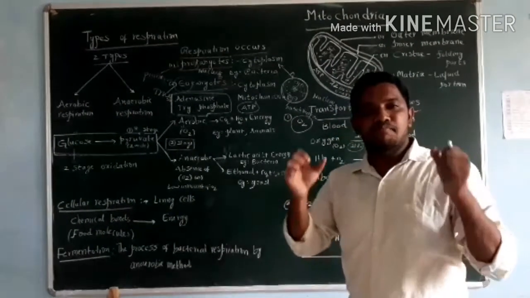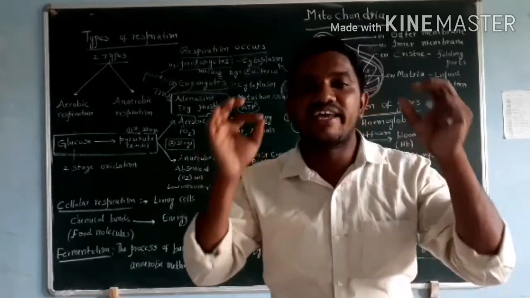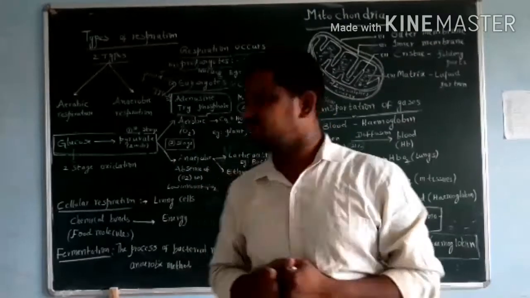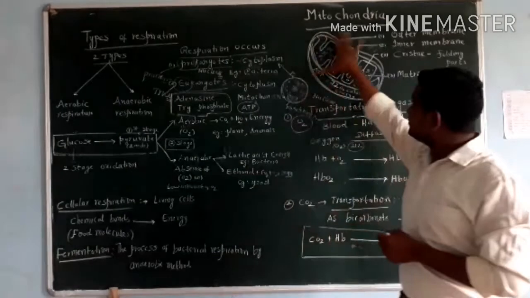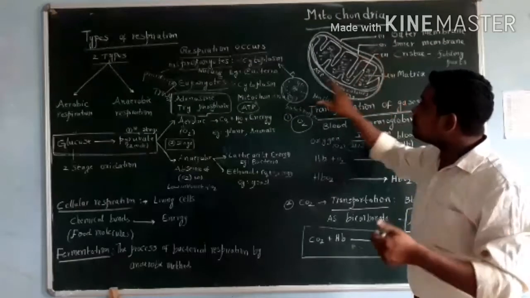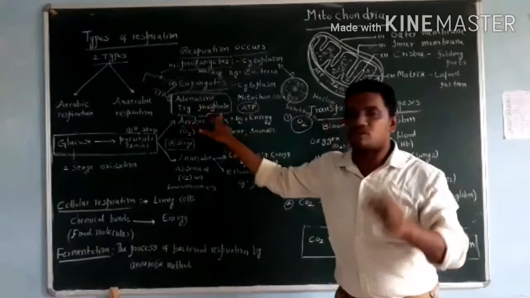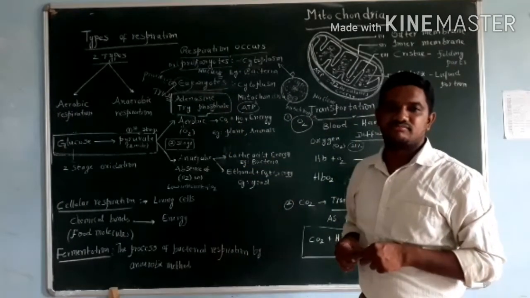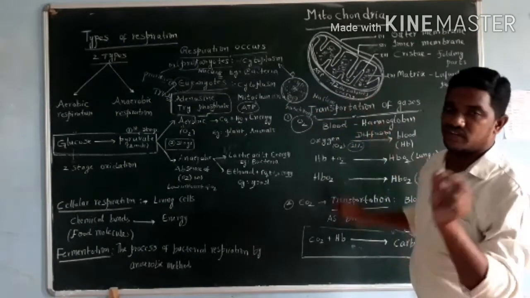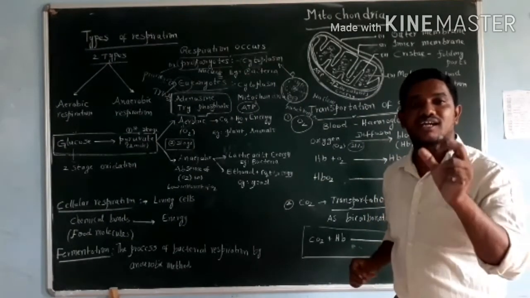Mitochondria are also called the powerhouses of the cell because they produce energy in the form of ATP. ATP means adenosine triphosphate. This is a mitochondria. It produces energy in the form of ATP. ATP means adenosine triphosphate. 1 ATP is equal to 7,200 calories of energy.